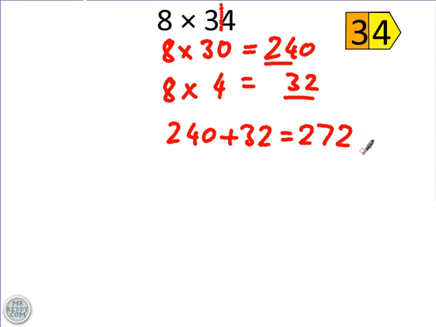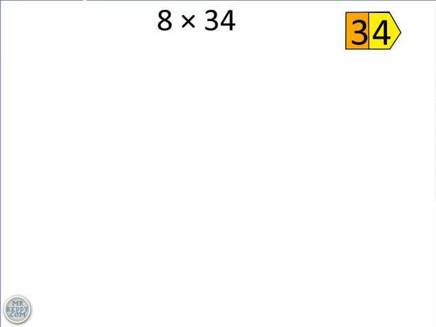The answer is 272. What I see some people doing is to do 8 times 3 and 8 times 4. They got the 3 from here, but remember this 3 is, as you know, in the tens column, and this is in the units column. So the 3 is representing a 30, not a 3. Which is why this should be 30, like that. Okay, that was strategy number 2.